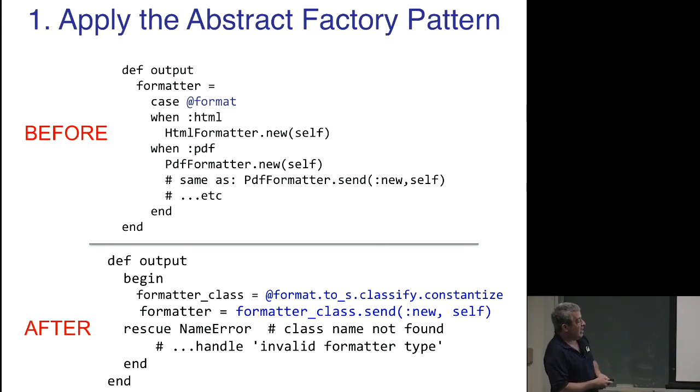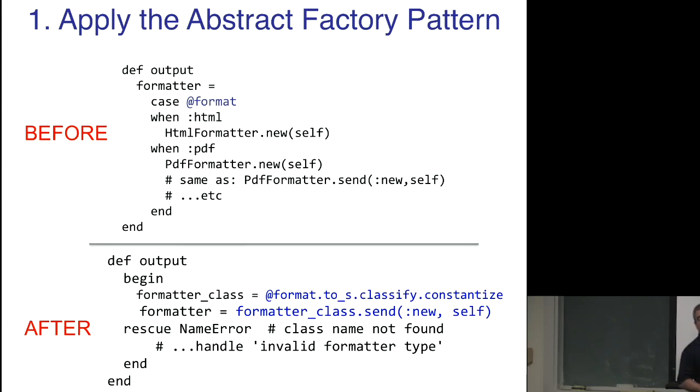But basically, if this statement succeeds, then the value of formatter class will be an actual class object like HTML formatter or PDF formatter. Right? So the assumption here is at format still tells us which class we want to use, but we have to have its value essentially spelled just like one of the existing classes that implements a report format. Because once we have that, we can send to that class the message, create a new instance of yourself, and boom, there's our formatter.